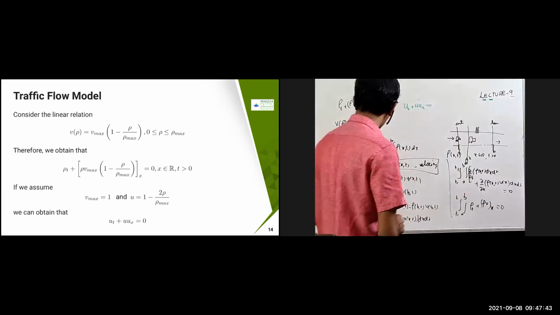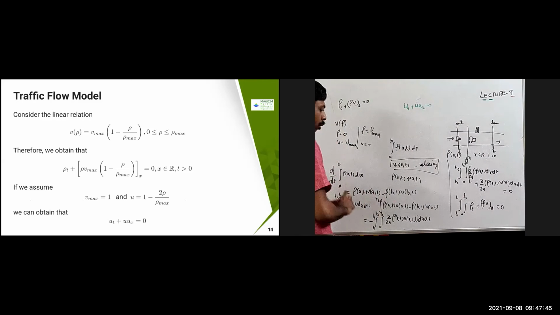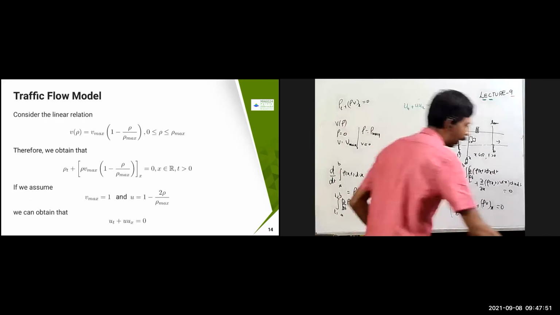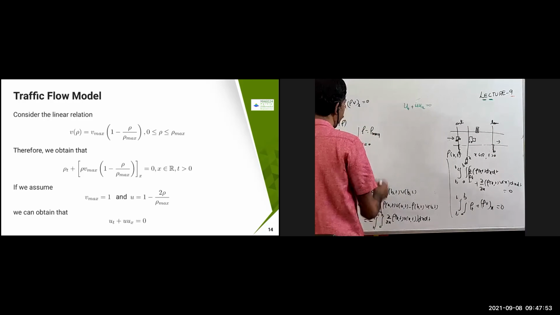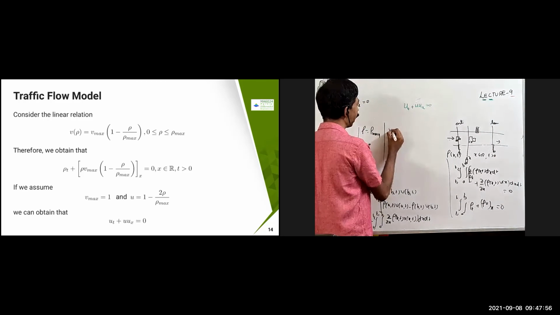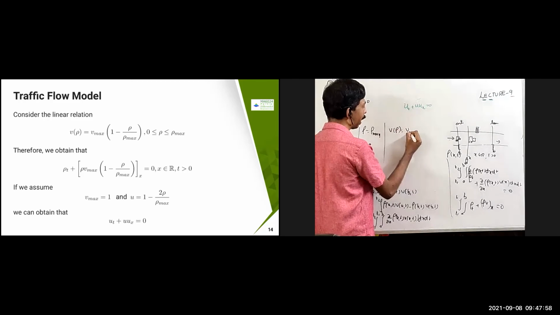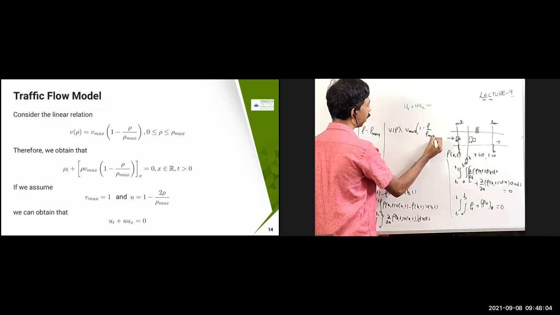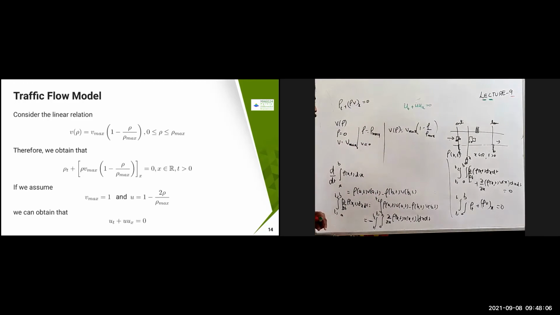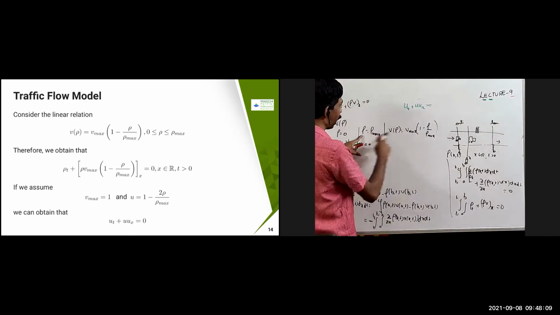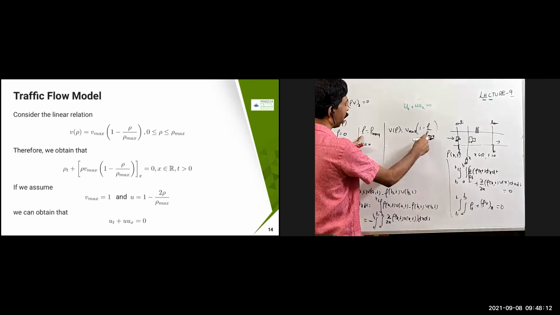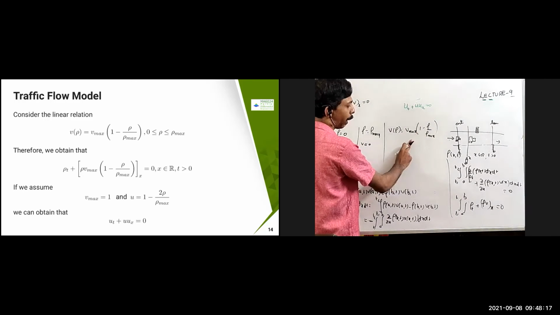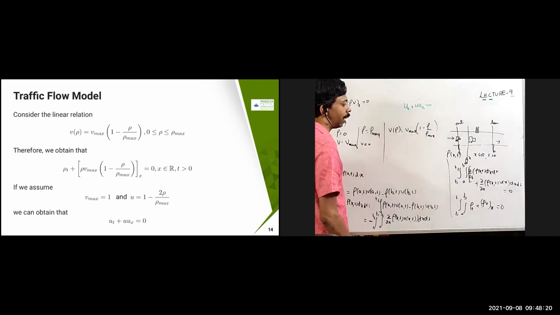So I'm just trying to plot this equation, writing it as a single equation. I can write a linear equation using these 2 points. V of rho becomes V max into 1 minus rho by rho max. When rho equal to rho max, this becomes 1 minus 1, so you get 0. When rho equal to 0, you get V max. So these 2 conditions are satisfied, and this is the linear equation you get.